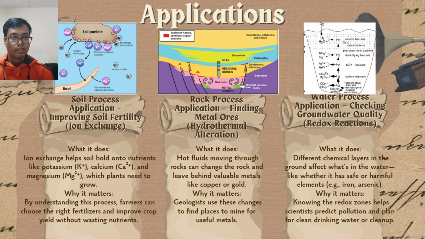And the third application that we look at in this presentation is groundwater quality. How can we check the groundwater quality? Through redox reaction. Different chemical layers in the ground affect what's in the water, like whether it has safe or harmful elements in it, such as an abundance of iron or arsenic. Knowing the redox zones helps scientists predict pollution and plan for clean drinking water or cleanup.